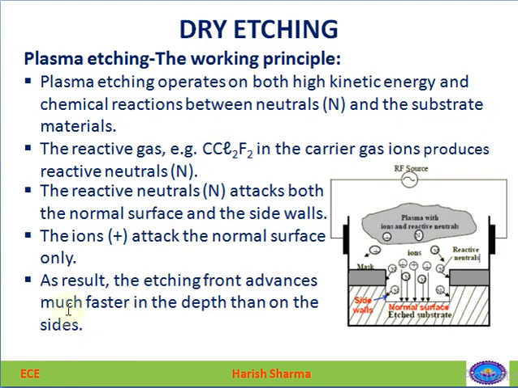This is the process for plasma etching. It operates through both high kinetic energy and chemical reaction between the neutrals and the substrate material. The reactive gas that we are using is CCl2F2. In the carrier gas, ions produce reactive neutrals. These reactive neutrals attack in both directions, meaning in the downward direction and on the side wall also, and the positive ions attack only the normal surface. So etching is done more in this direction.